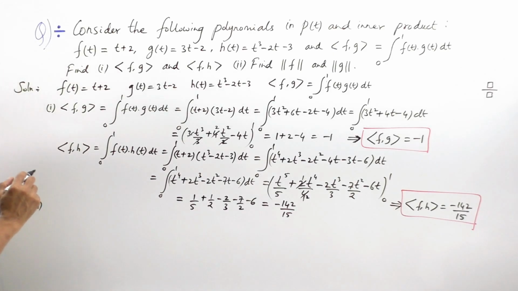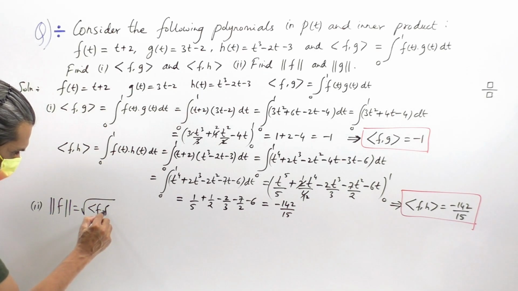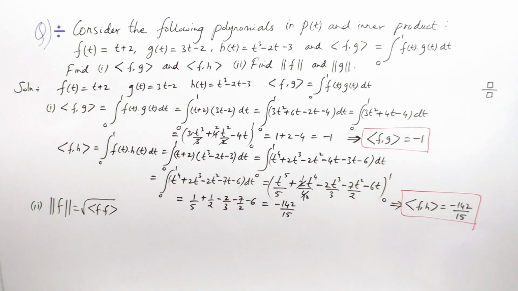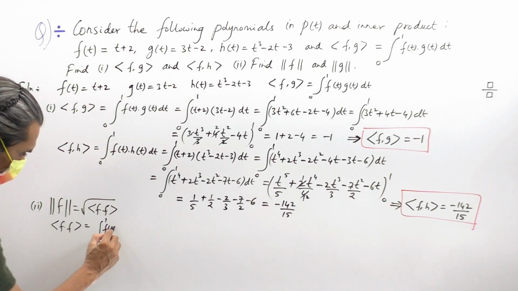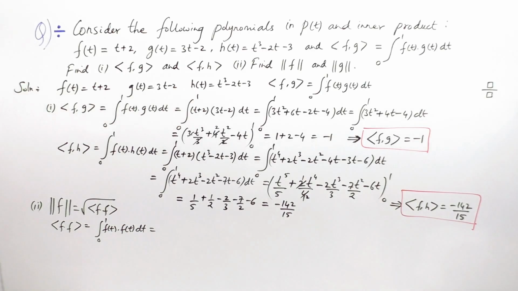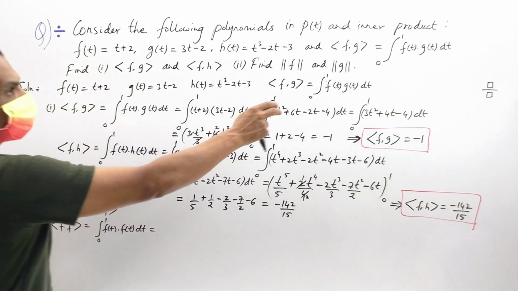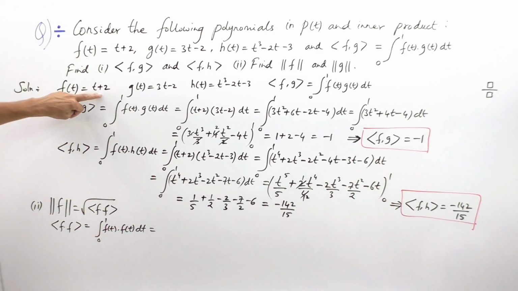First, to find the norm, the formula is given as norm of f. The general formula is root of the inner product of f with f. Agreed? This is the formula which we use. Now using this formula, first you will find the inner product of f with f, which is nothing but the integral from 0 to 1 of f of t into f of t dt, because the inner product of f and g is defined as f of t and g of t. So the inner product of f and f is f of t and f of t. So we have f of t is t plus 2.